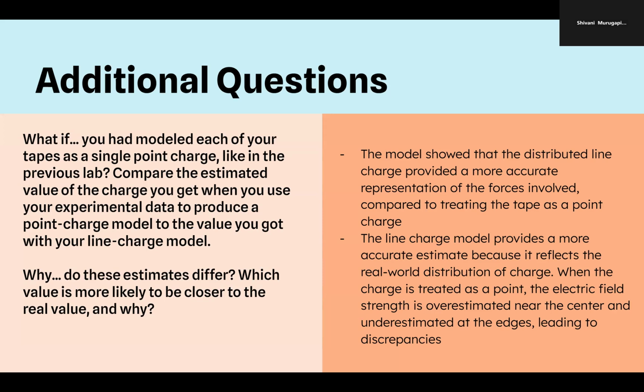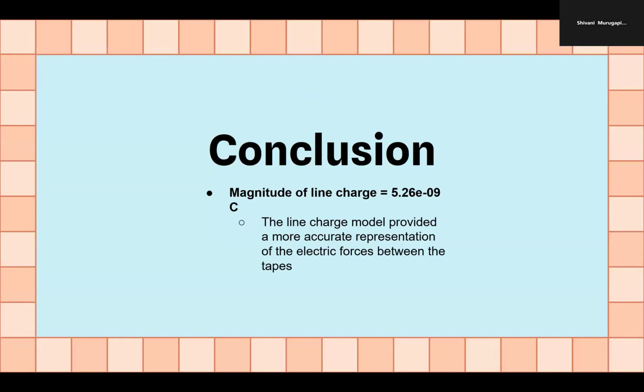So the model showed that the distributed line charge provided a more accurate representation of the forces involved, compared to treating the tape as a point charge. So the line charge model provides a more accurate estimate because it reflects the real world distribution of a charge. In actuality, when it's treated like a point, the electric field strength is overestimated near the center and underestimated at the edges, and that leads to some pretty important discrepancies.